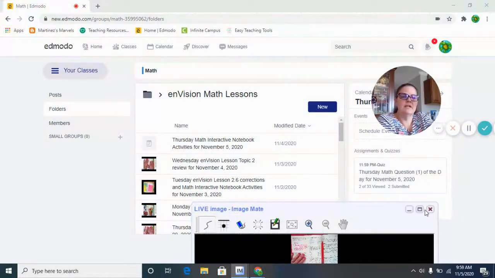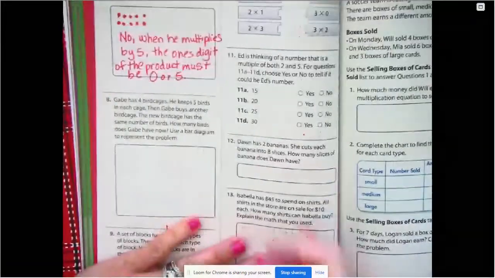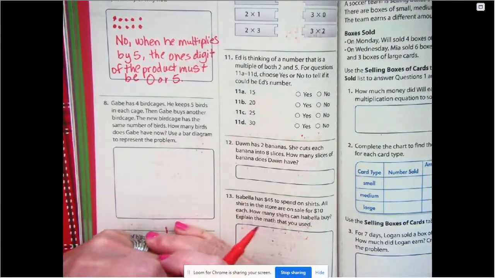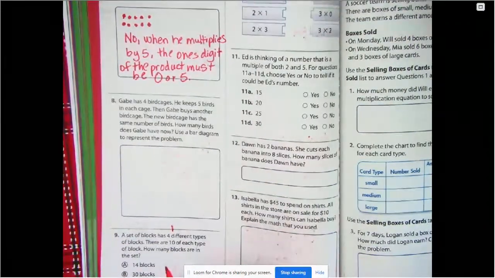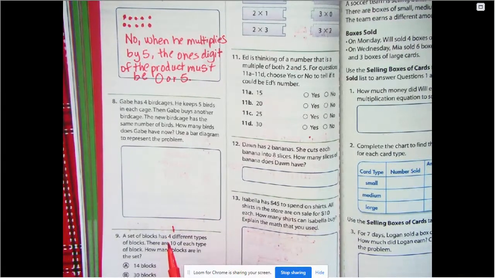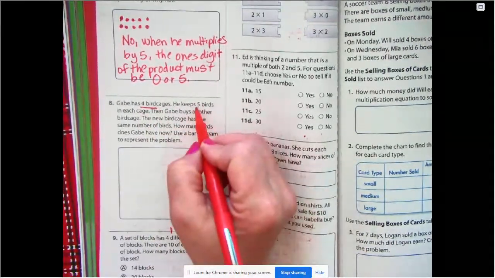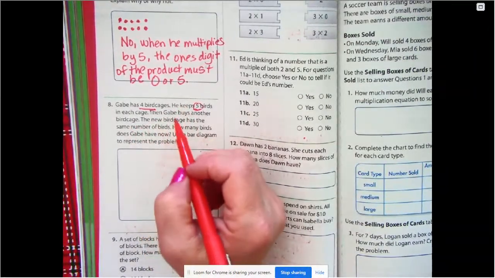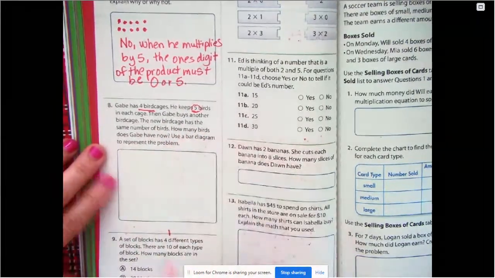Let's go back. All right, so number 8. Gabe has 4 bird cages. He keeps 5 birds in each cage. Then Gabe buys another bird cage. The new bird cage has the same number of birds. How many birds does Gabe have now? Use a bar diagram to represent the problem. So let's read it again. Gabe has 4 bird cages, and he keeps 5 birds in each cage. Then he buys another bird cage. The new bird cage has the same number of birds. How many does Gabe have now?